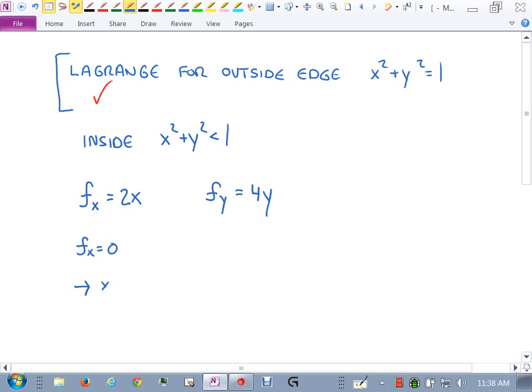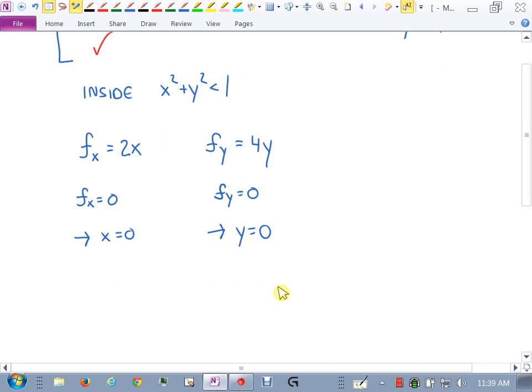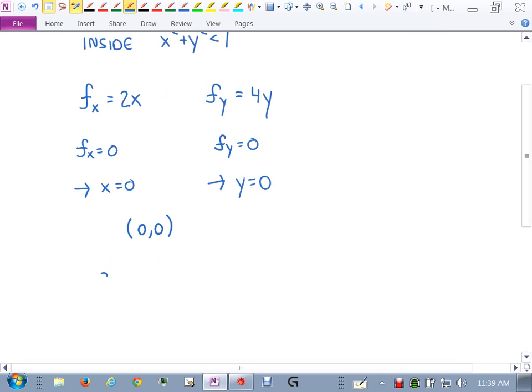You get x is 0, right? Set the partial with respect to y equals 0. You get y is 0. You should have done that on your homework, right? So I do have a critical point. The critical point is 0, 0, right? That's my critical point. Now plug that into the function to find its value there. What's f of 0, 0? 0, right?